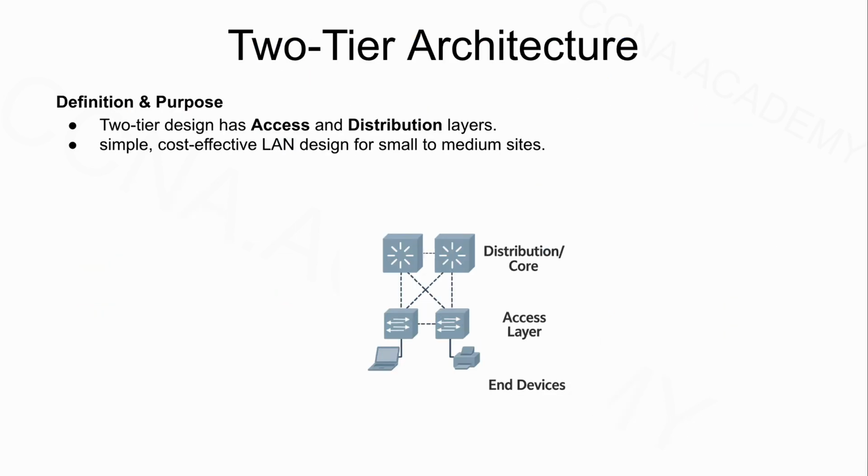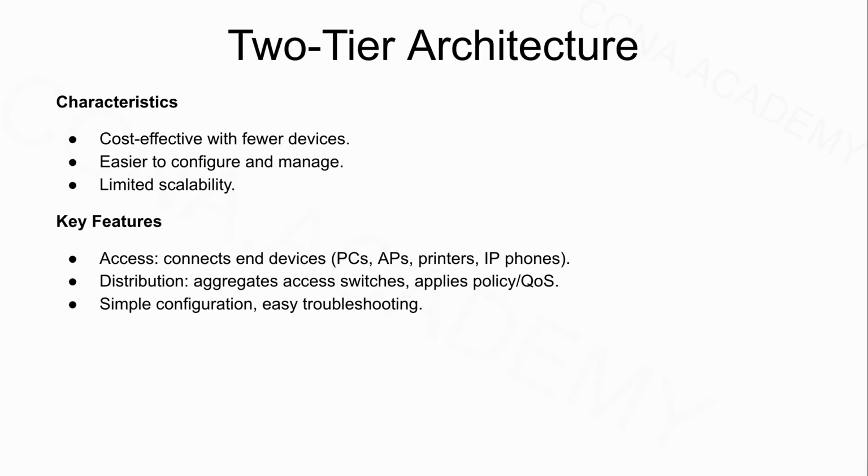The two-tier architecture is a simplified network design made up of the access layer, where end devices connect, and the distribution layer, which aggregates those connections. Its purpose is to provide a straightforward, cost-effective way to structure small to medium-sized networks. This design is easy to manage and deploy, requiring fewer devices and less complexity. Key features include VLAN segmentation, policy enforcement at the distribution layer, and simple inter-VLAN routing if distribution switches operate at layer 3. It is less scalable than larger models, but ideal for environments where growth is limited.